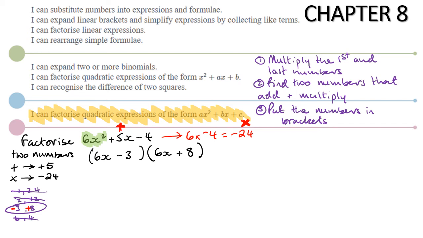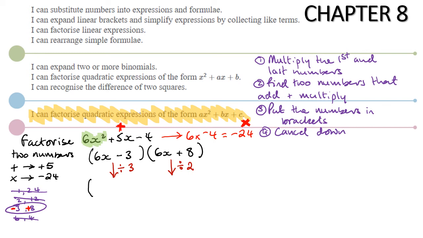Okay, we've almost finished. The last step is cancel down. Now to cancel down, I look at both sets of brackets and see: is it possible to divide all the numbers in the bracket by the same thing? Here I can divide both of these by 3, and I can divide both of these by 2. Now it's not always possible to do this. Sometimes you can't divide either bracket, sometimes you can just cancel down one.